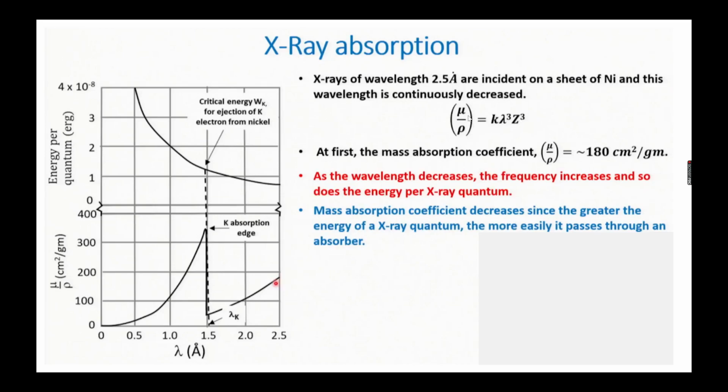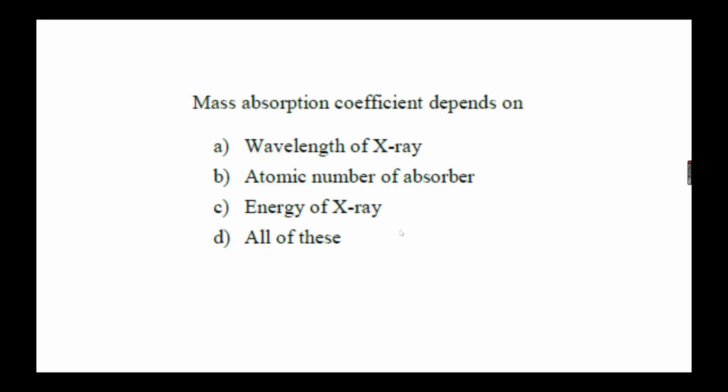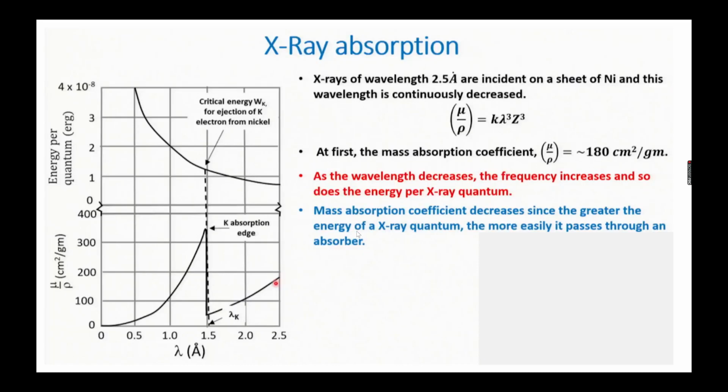So the mass absorption coefficient for sure depends on the wavelength, right? And the second is the atomic number. So in the options we have wavelength and atomic number, but here the mass absorption coefficient decreases since the greater the energy of the X-ray quantum, the more easily it passes through an absorber. So it also depends on the energy of the X-ray. So wavelength, atomic number of the absorber, and the energy of the X-ray. It depends on all.